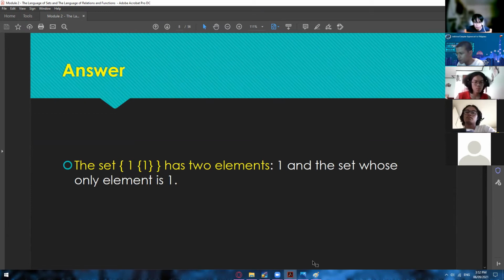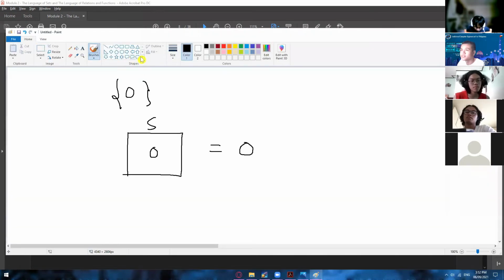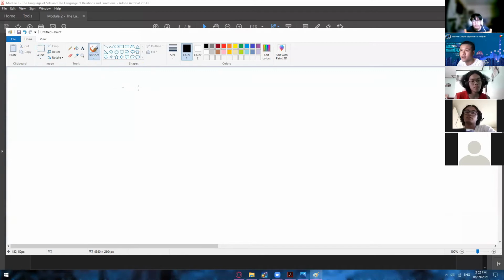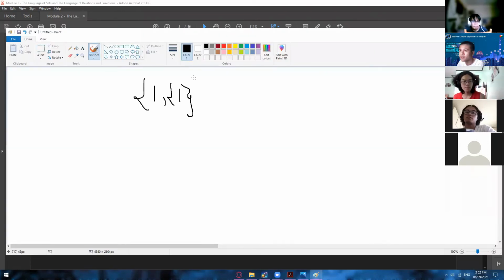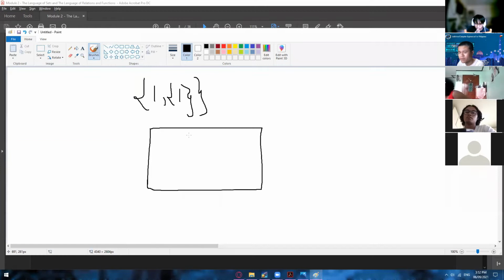So if we are going to draw this one using a box, we have 1 and then the outer curly bracket is already the box itself, which is already a set. And then this one is just 1, that's already one element. And then we have another box since this is also a curly bracket. Sorry for my ugly drawing. And then this one contains an element 1.